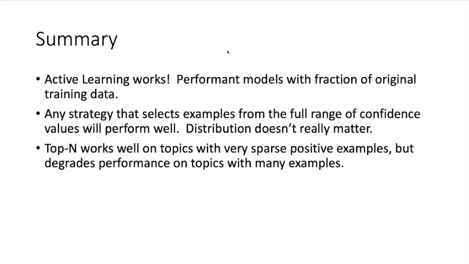So in summary, active learning works. Performant models with a fraction of the original training data can be created utilizing active learning. Any strategy that selects examples from the full range of confidence values will perform well. It doesn't seem like the distribution that you're choosing them from really matters. What really matters is that you're selecting from that full range.